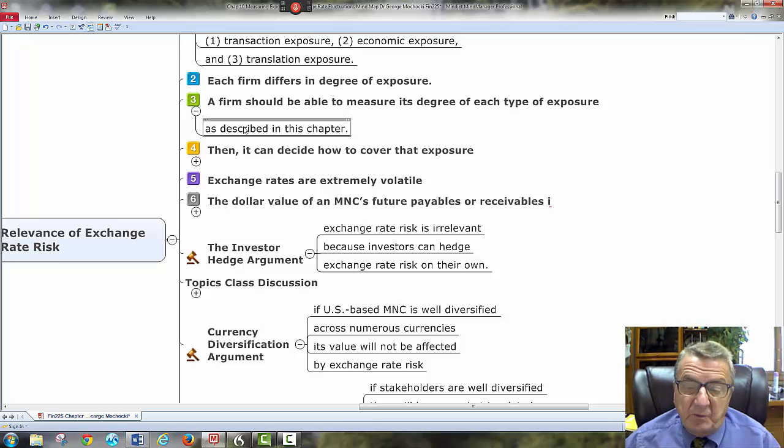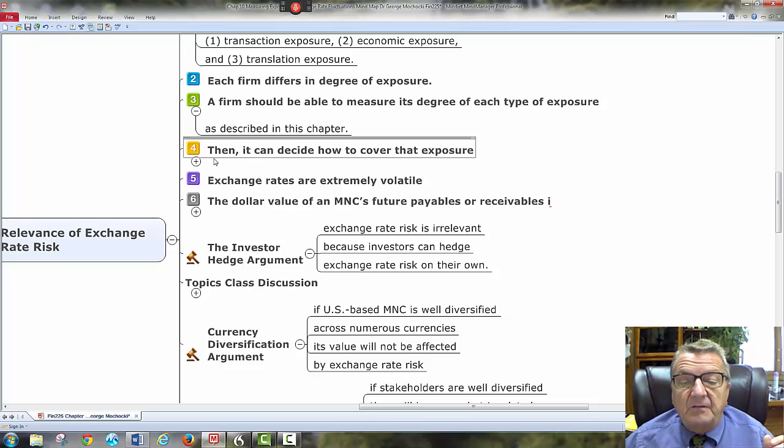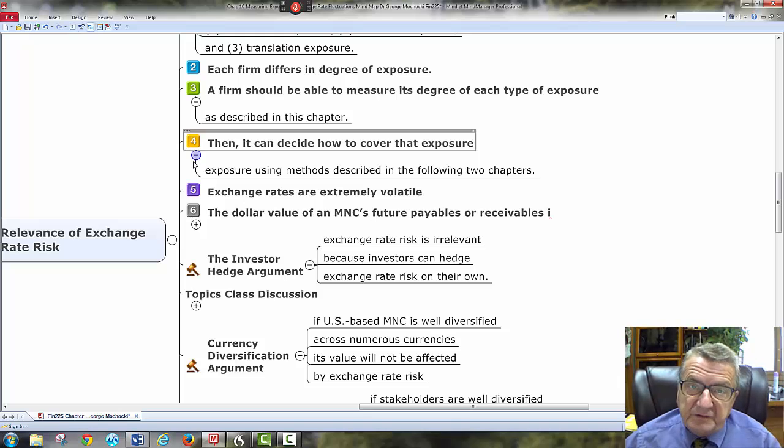This one I'm going to do some problems. I'll read them out loud, stop it, I'll let you study it, and then you go forward. Then I can decide how to cover that exposure. Once I know what the risk is, that's why I'm going to hedge it.